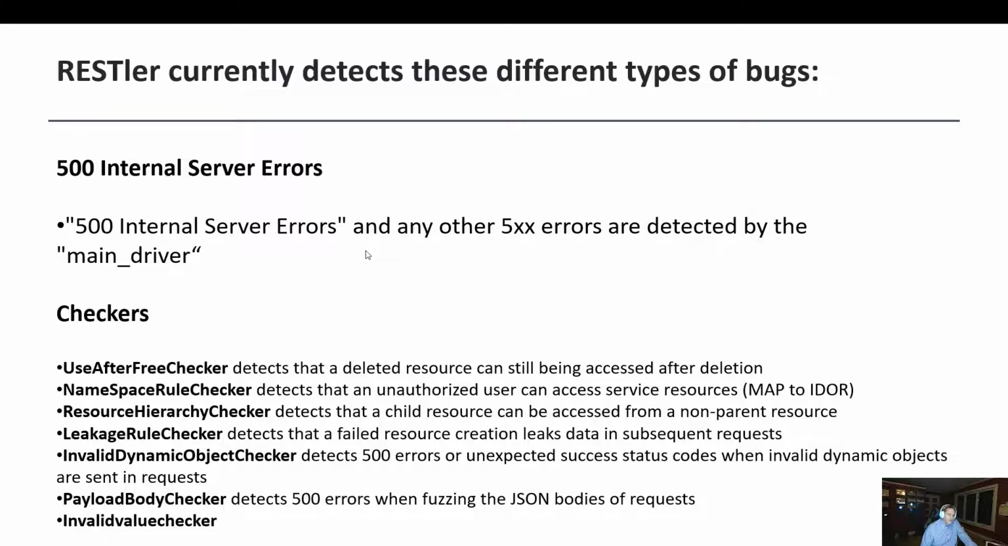The types of bugs detected with RESTler, and what I would expect from a RESTful API fuzzer, are 500 internal server errors, anything that's directed by the main driver. But then RESTler comes with these checkers. We saw the use after free checker, which detects that a deleted resource is still being accessed after its deletion. There's a resource hierarchy checker, for when a child resource can be accessed from a non-parent, and there are leakage rule checkers. There's a series of other checkers here. So you can see it's hunting for a different class of bug than the traditional OWASP top 10.